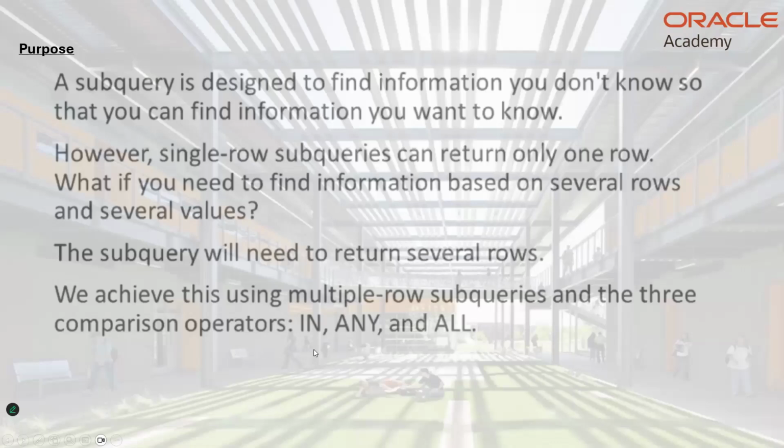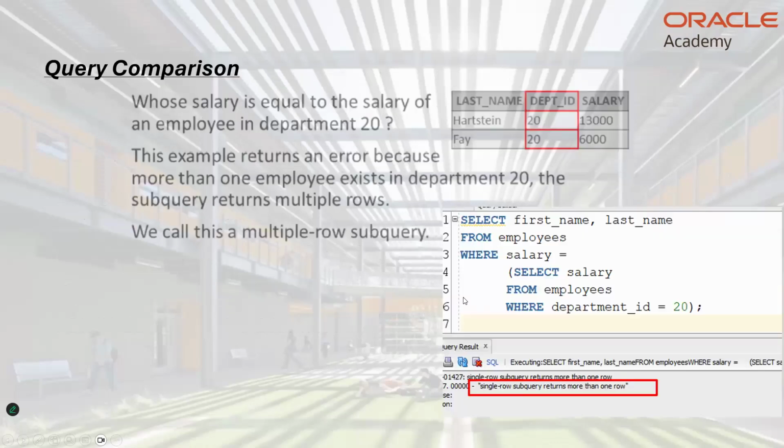This is a multi-row subquery, and they use multi-row comparisons: IN, ANY, and ALL. I'll show you what that means. So take a look at this query. The question was, whose salary is equal to the salary of an employee in Department 20? It's pretty vague. This example returns an error because more than one employee exists in Department 20. So you can't run a single row subquery, and that's the error you get: subquery returns more than one row, because we're using salary equal.